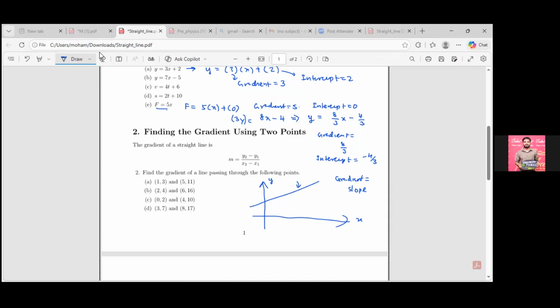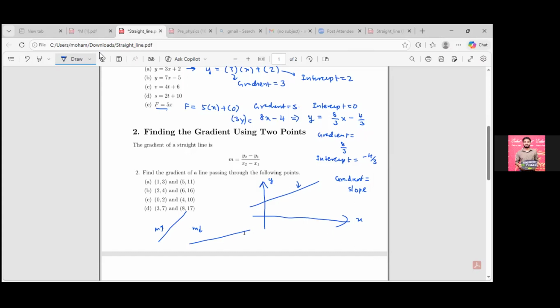So if the gradient is high, then the straight line is more steep. If the gradient is high, it's more steep. If it is less, then it's less steep. That's the idea. More steep means the line would be like this. If the gradient is high, the line would be like this. And if the gradient is less, the line would be like this.